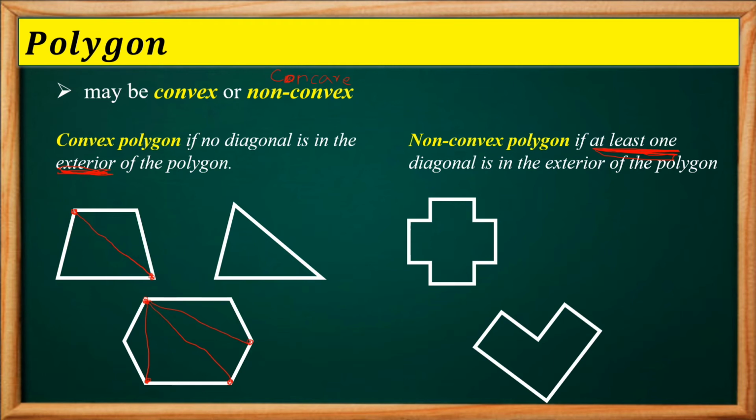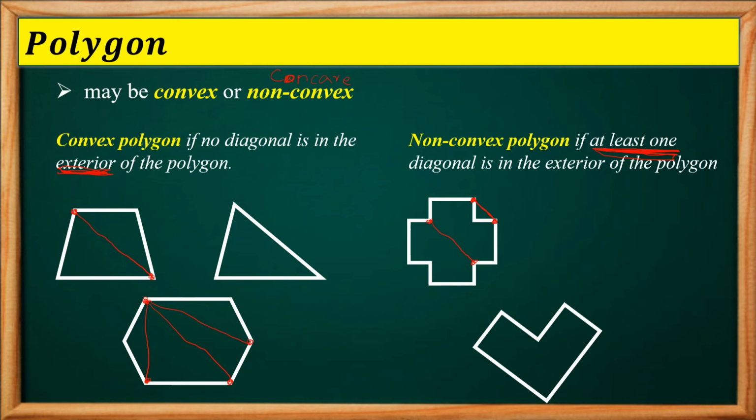Okay, as you observe, meron tayong vertex dito. Then, meron din tayong vertex. Then, if we will draw a diagonal on this part, nandun siya sa labas. It is the exterior of the polygon. Then, directly, this is a non-convex polygon. Yes, pwede ito. Nandun siya sa loob. Pero, ang sinasabi is at least one. Ayan, nasa labas.